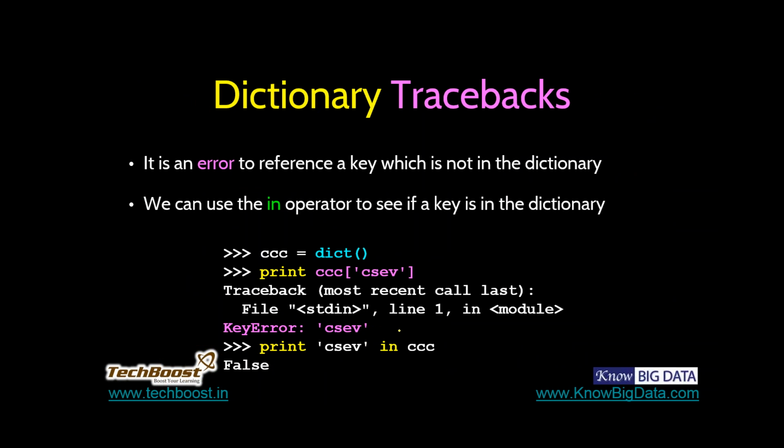Let's move further and see what this says. Dictionary tracebacks. What are the problems when you try to access an item in the list with an index which is not in the range? For example, I have a list of 1, 2, 3, and I know the indexes are 0, 1 and 2. What if I try to access L of 3? I get an error, isn't it?